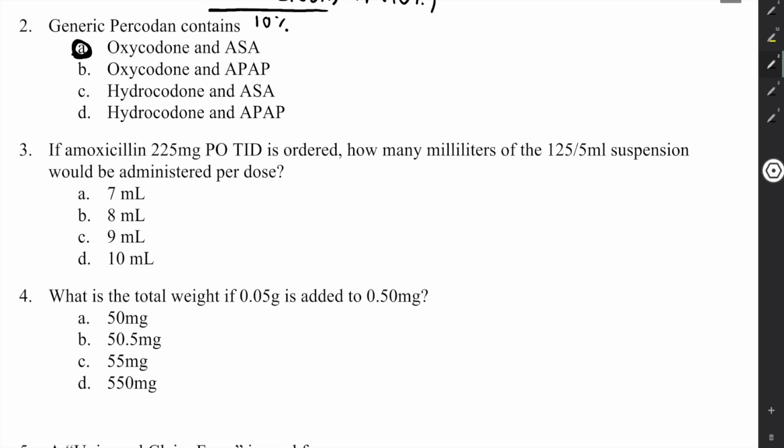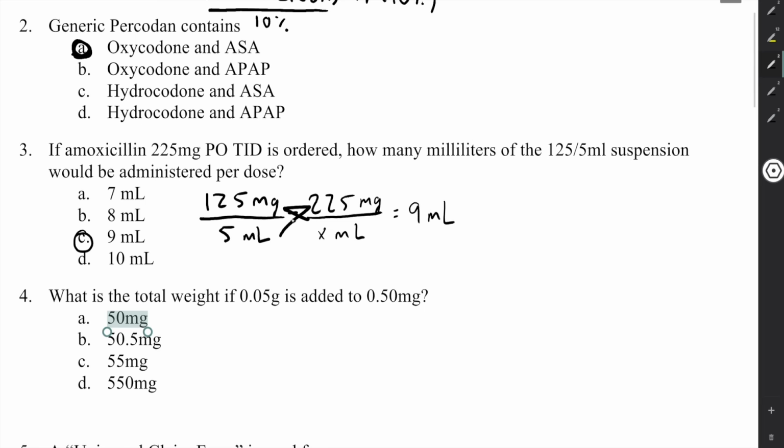Alright, so what we're going to want to do is set up a ratio proportion. So if we have 125 milligrams per 5 milliliters, that equals, and remember I like to do line equals line, do we put the 225 on the top or bottom? Remember that we always want to put the units on the same side. We'll put the 225 milligrams on the top. And we want to find out how many milliliters are needed to administer this dose. So we cross multiply and divide, and that gives us 9 milliliters. So the answer is C.